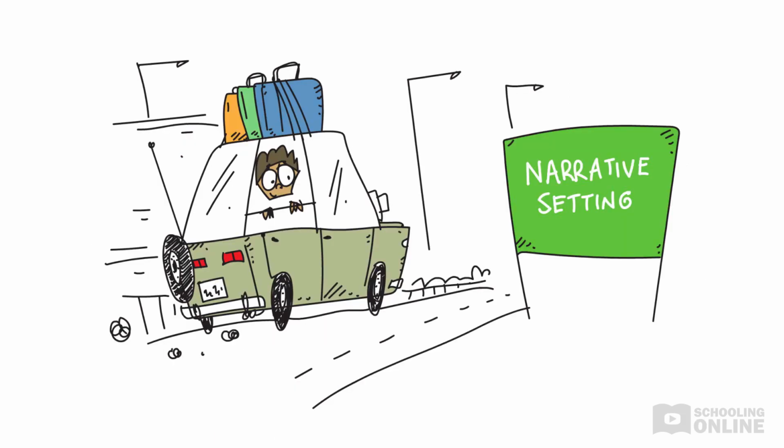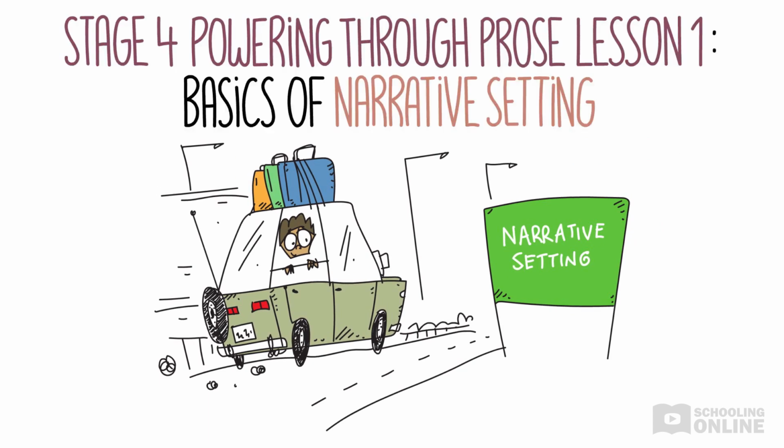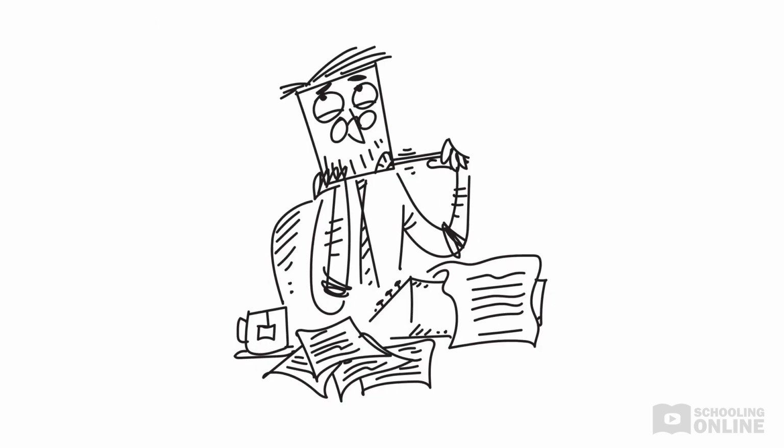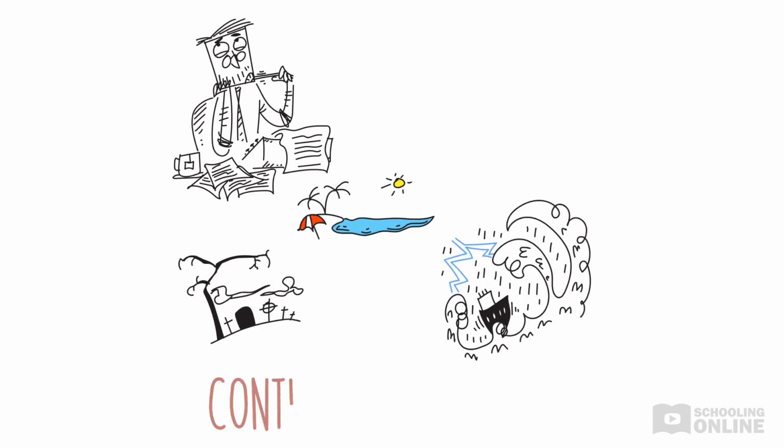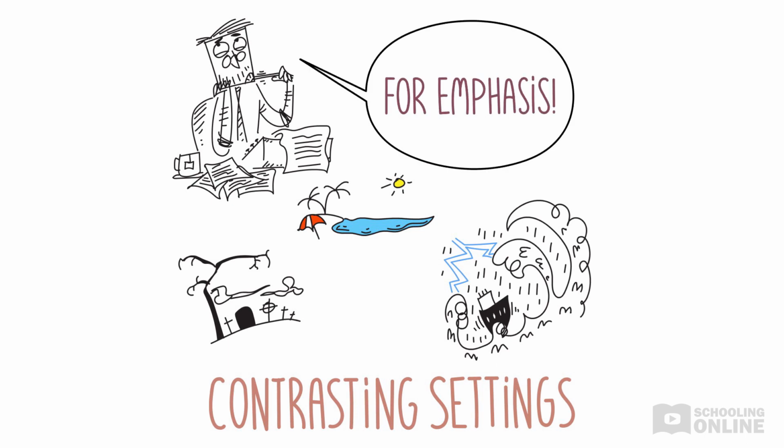Let's now move on to narrative setting. In Stage 4, we introduced the idea of narrative setting and how an author might use a particular setting to introduce a certain theme. Today, we're going to look at how writers might use different settings throughout a narrative. Sometimes, an author will use contrasting settings to emphasise unique aspects of each location.